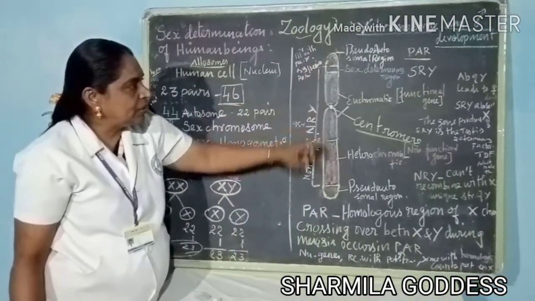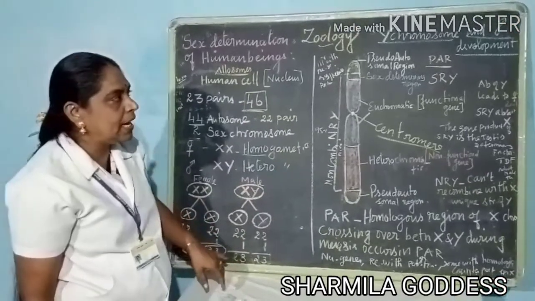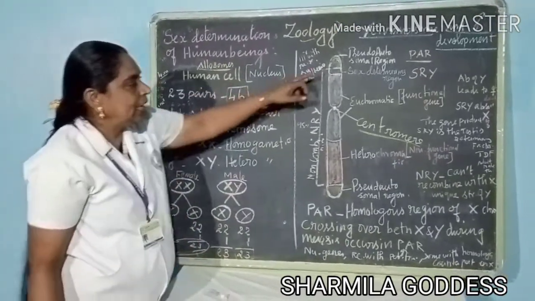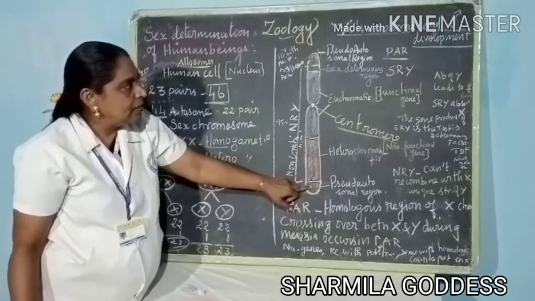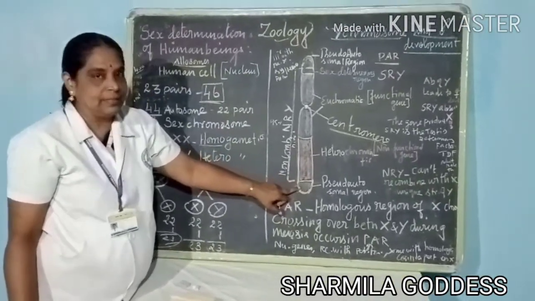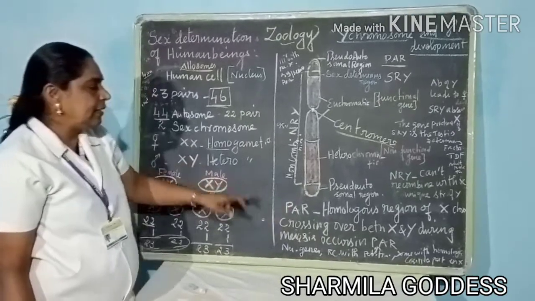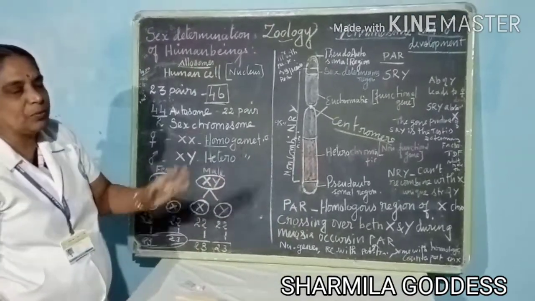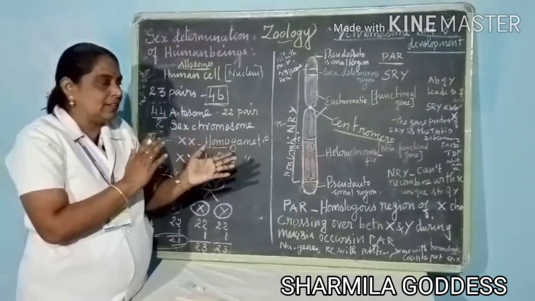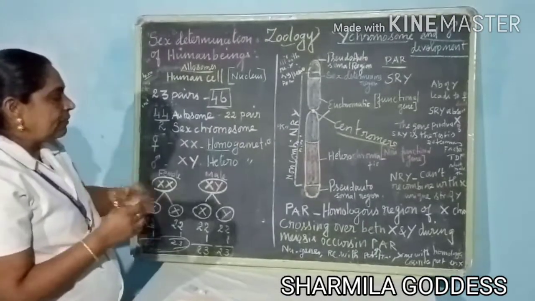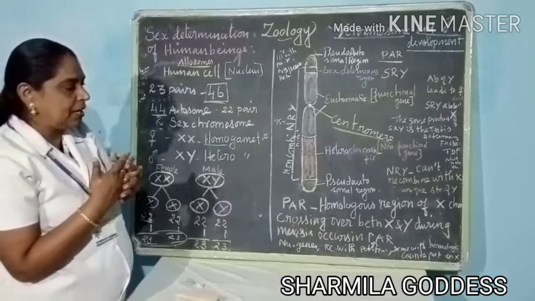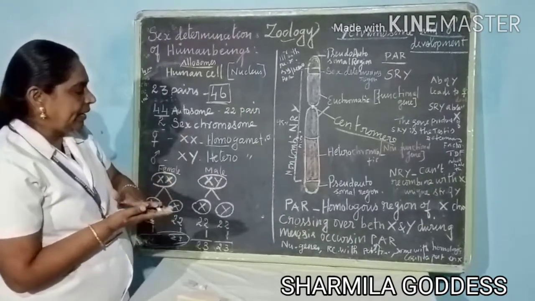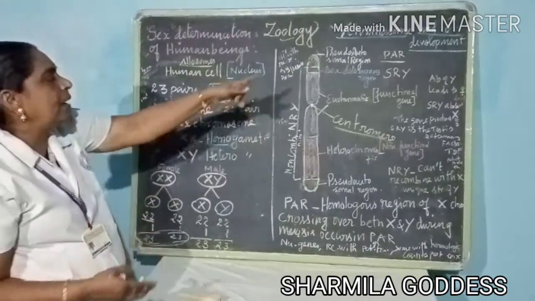The pseudoautosomal region, otherwise called PAR, is present at both ends of the Y chromosome. What is PAR? It is the homologous region of the X chromosome. Here what has happened is that there is crossing over between X and Y, which occurs during meiosis in the PAR region.